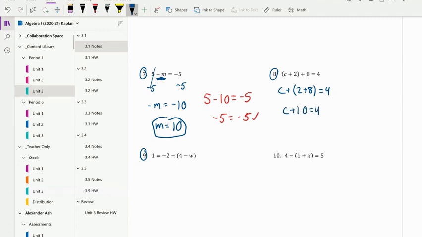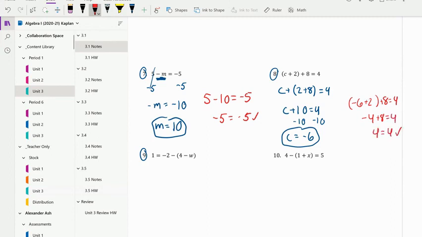So now I've simplified. I've combined my like terms. Now I say, oh, well, that's easy peasy. I know I should subtract 10 from both sides, and we get c equals negative 6. Don't forget to check, right? If I plug in negative 6 plus 2 in parentheses plus 8, is that equal to 4? Well, negative 6 plus 2 is negative 4. Plus 8, is that equal to 4? And yes, that is equal to 4.